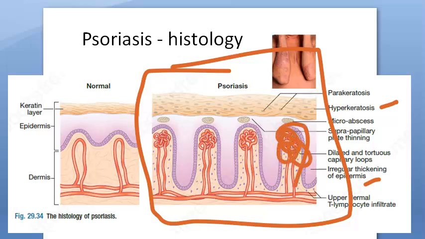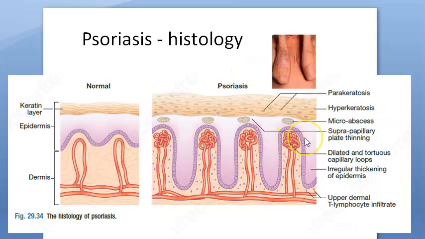So what happens when you remove these scales, at that time they will bleed, and that is called the Auspitz sign, right, the bleeding spots, because of this tortuous capillary loop. So basically there is also inflammation here. So what you'll write here: hyperkeratosis, then these vascular loops are tortuous, right, and then you will say there is inflammation. So these are the histology. Okay, so now based on this you will give the therapy.